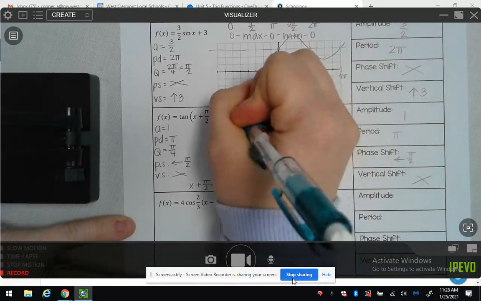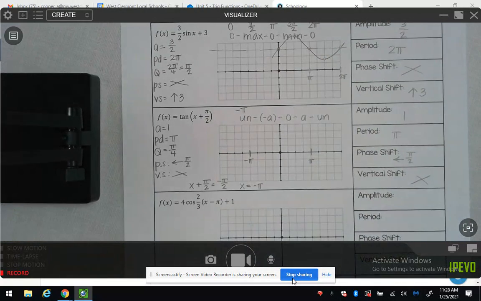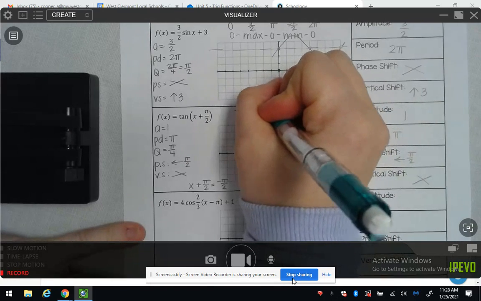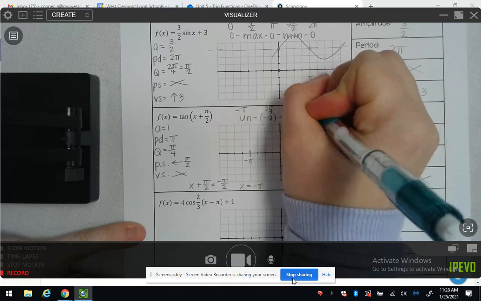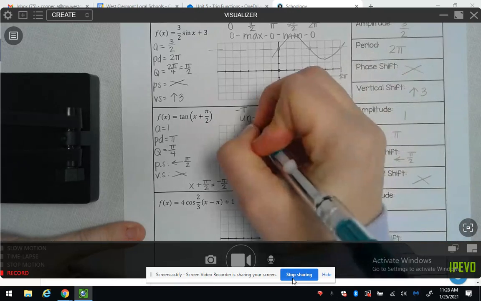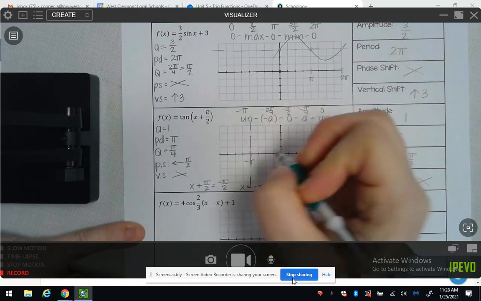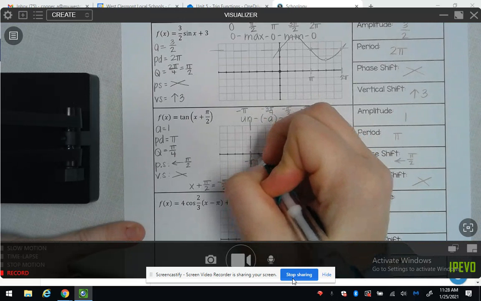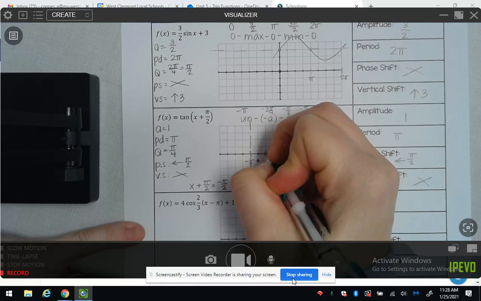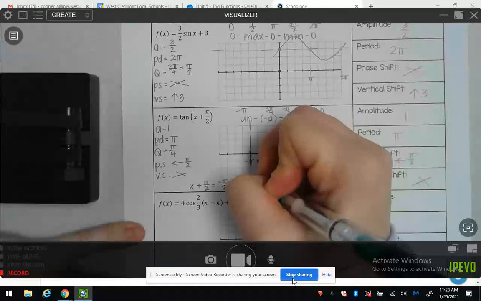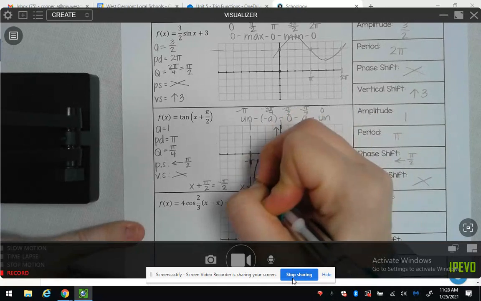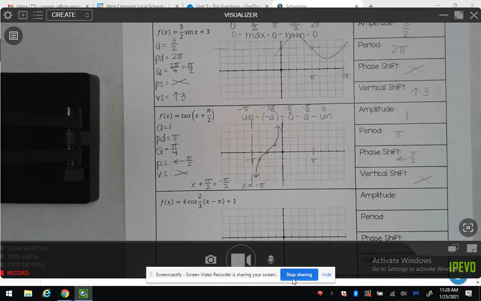This time I'm going to start at negative pi. And what am I going to add each time? My quad. So negative 3 pi over 4, negative pi over 2, negative pi over 4, and 0. So undefined. Negative 3 pi over 4 is negative a, so down, at 0, and up. There is my graph.